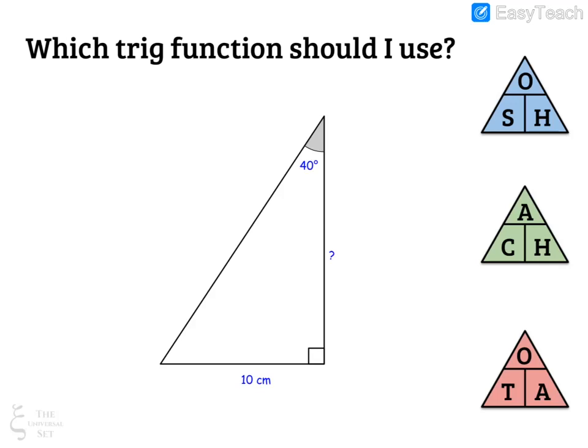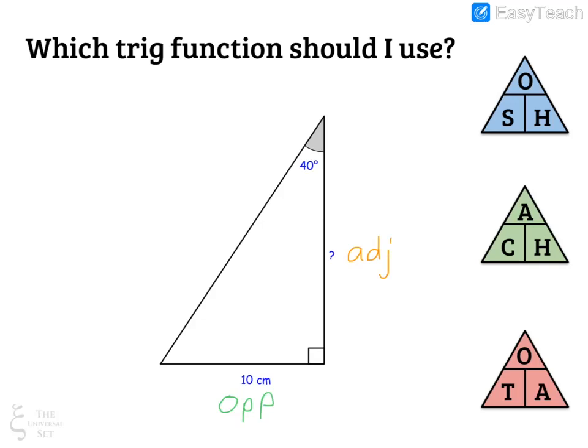So let's work out what they're called first of all. So we've got our right angle down here, so this is the hypotenuse, this is the marked angle, so this side must be the opposite, and this side over here then must be the adjacent.